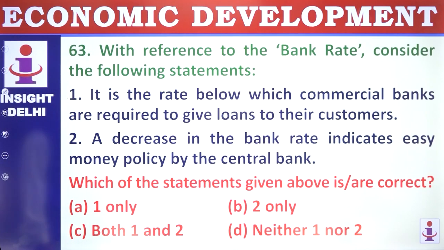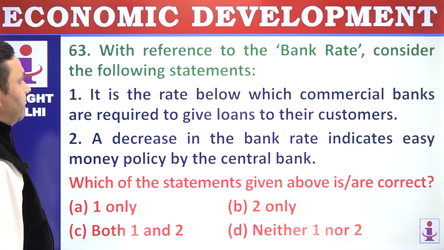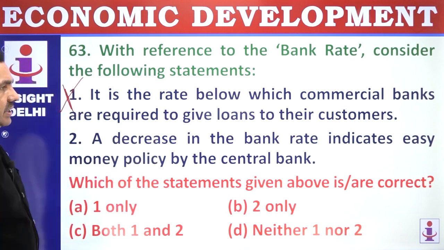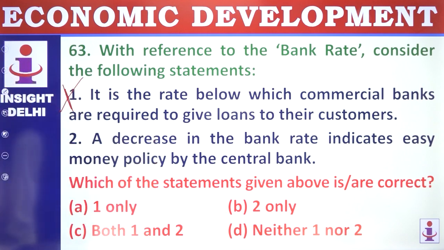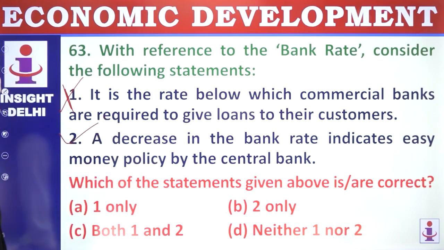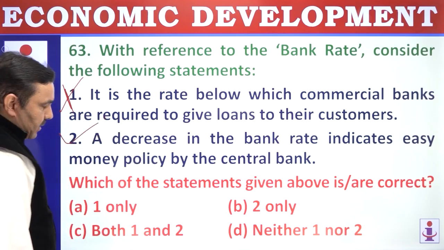With reference to bank rate, consider following statements. It is the rate below which commercial banks are required. Bank rate is the rate at which the commercial banks get money from the central bank. A decrease in bank rate indicates easy money provided by the central bank. That's correct. Only 2.